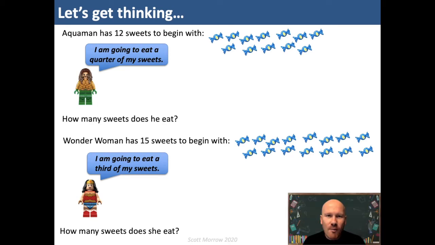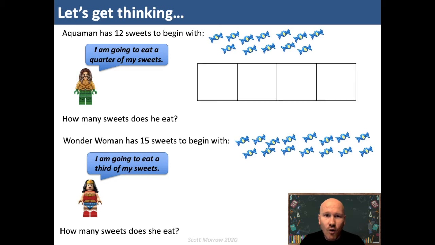Let's have a look at Aquaman first. It says Aquaman has 12 sweets to begin with and he's going to eat 1/4 of his sweets. We're interested in quarters, so we're going to split that whole amount into 4 equal parts. So let's draw a bar split into 4 parts, and once we've done that, we can see that he eats 1/4 of those, so let's label that, which means he's going to be left with 3/4 of the sweets.